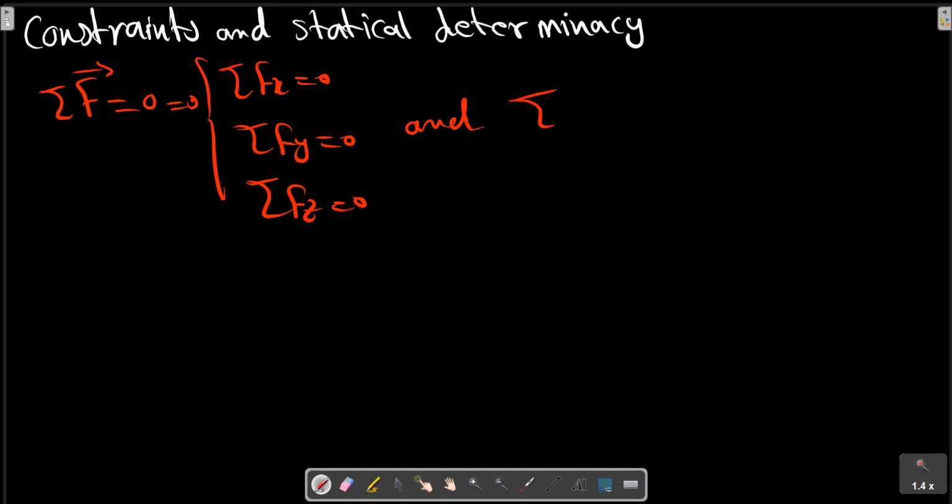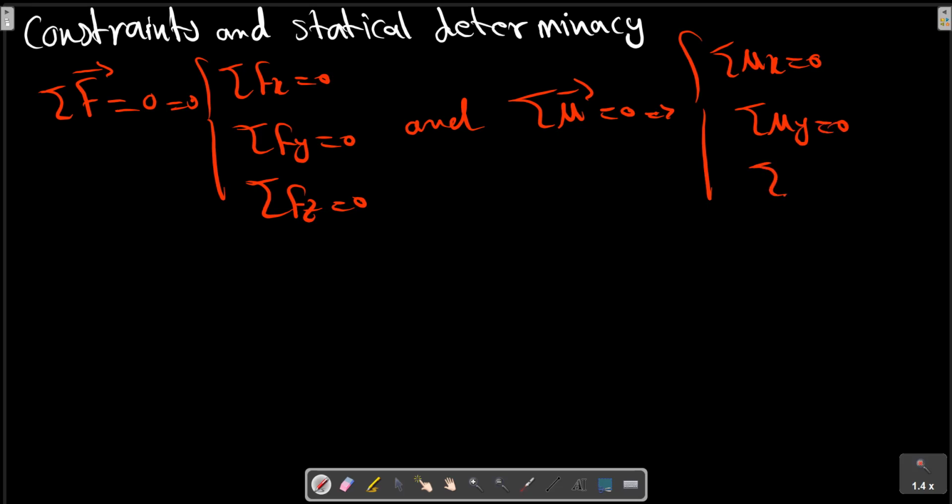and sigma M, although necessary and sufficient conditions to establish equilibrium, do not necessarily provide all of the information required to calculate the unknown forces acting in a three-dimensional equilibrium situation.